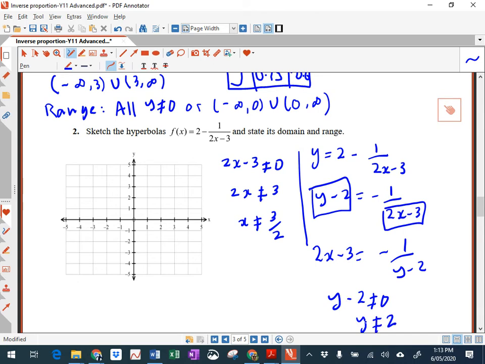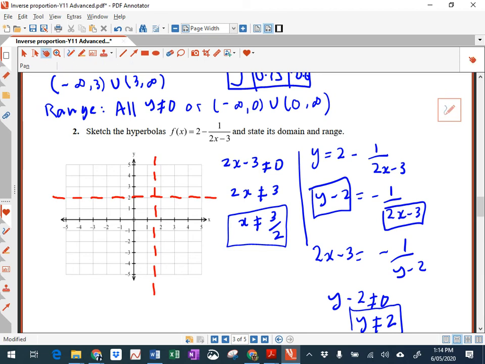Okay? So that means my asymptotes will be at x equals 1.5 and y equals 2, because those are the values which I'm not allowed to use. So I can put those in. So x equals 1.5, put that down in the middle. And the other one is y equals 2.